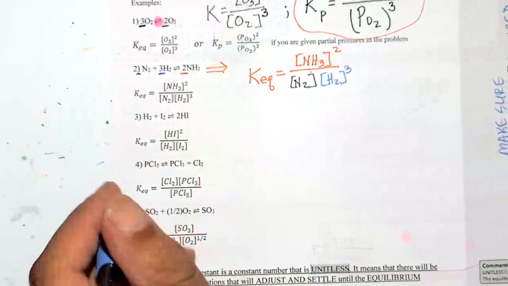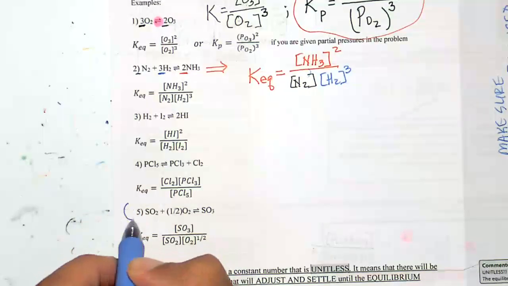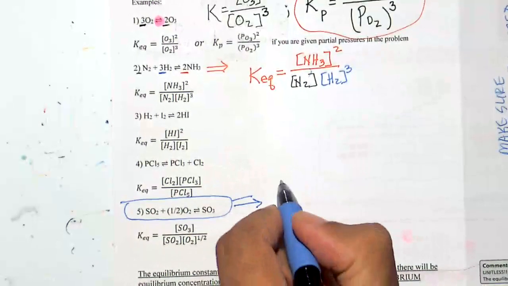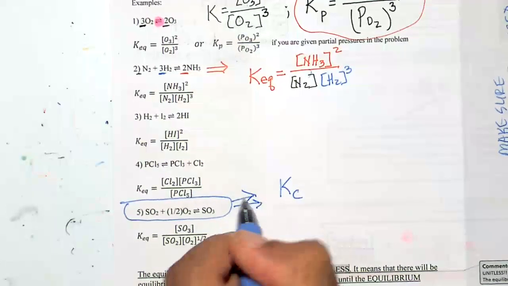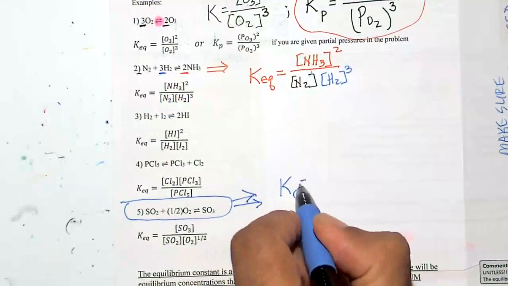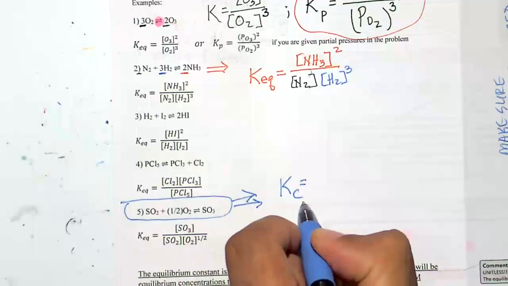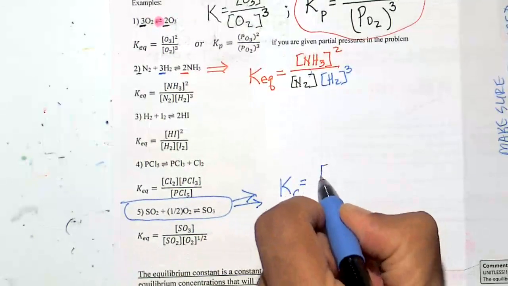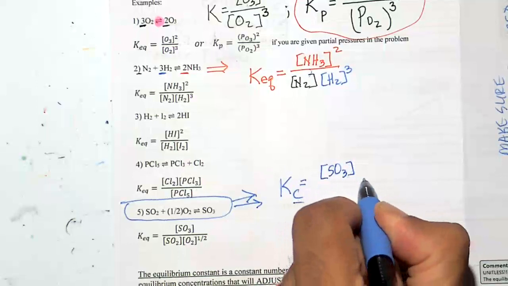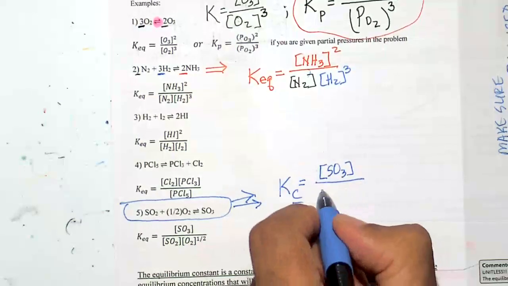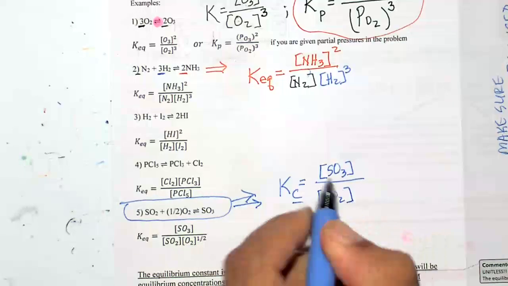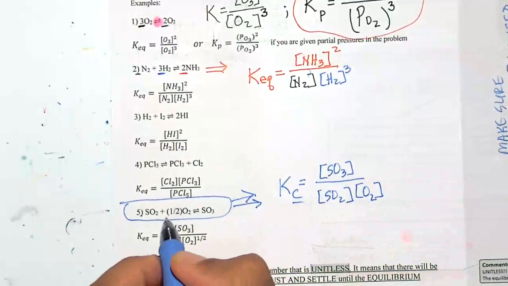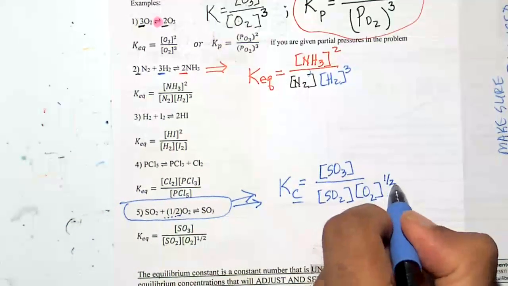Shall we do one more here? How about this one? Do this one here. What would the K, I'll do Kc here. Kc stands for concentration. Products over reactants. So the concentration, C for concentration. Is this balanced? It is. Concentration of SO3 divided by, products over reactants, concentration of SO2 raised to what power? 1, times concentration of O2 raised to what power? 1/2.